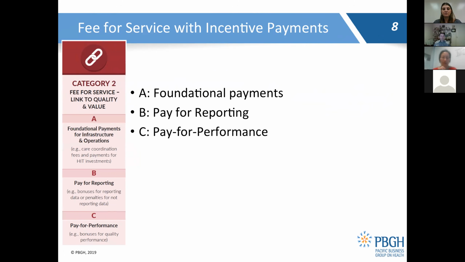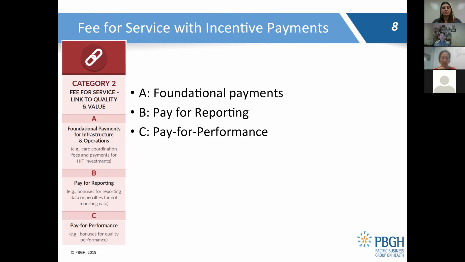We are also seeing pay-for-reporting initiatives that often are designed to incent improvements in data capture and reporting, but also in some cases to engage providers in adopting more advanced measurement approaches. For example, the Alternative Quality Contract in Massachusetts pays some providers for reporting data on patient-reported outcomes, so that it is an incentive to have the providers report the data without penalty for the actual performance measurement results.